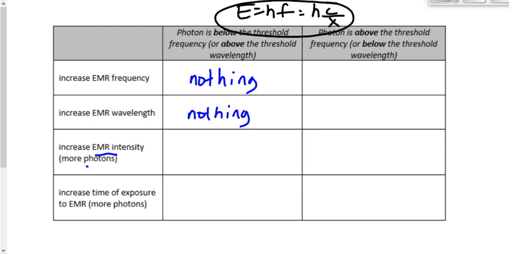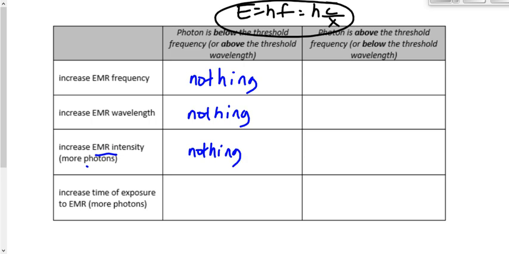Instead of having the light switch on the first click on the dial, it's on the second click on the dial. Instead of having a 1.5 volt battery in your light, maybe you have a 9 volt battery in your light. Here we have brighter light, right? More intense light, brighter light. What happens? Nothing. If we're below the threshold frequency, nothing happens.